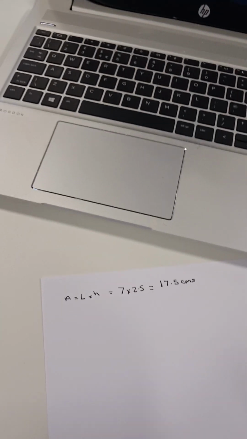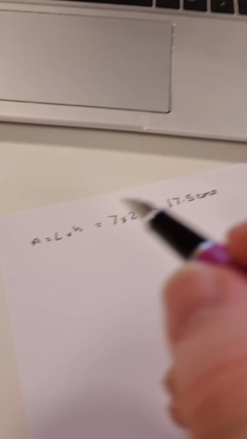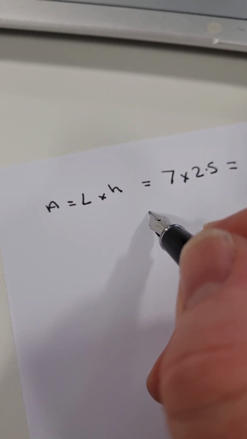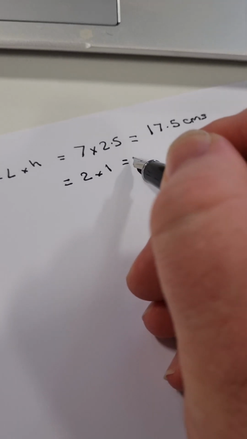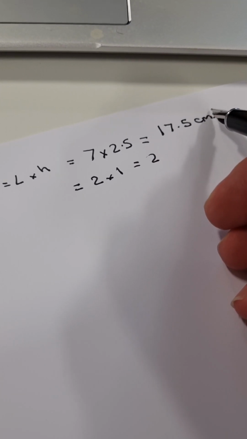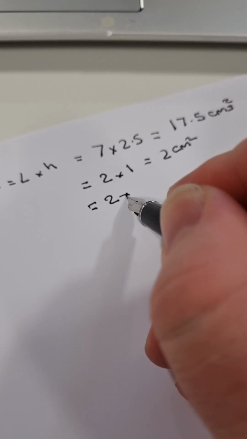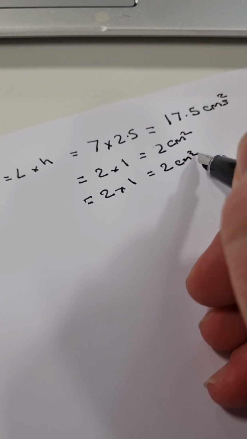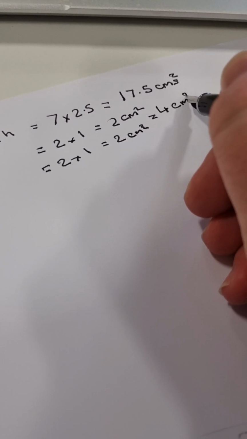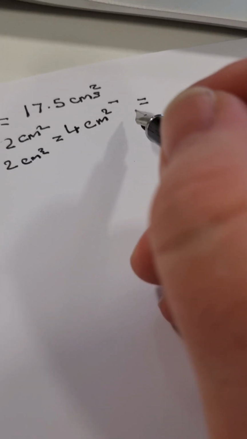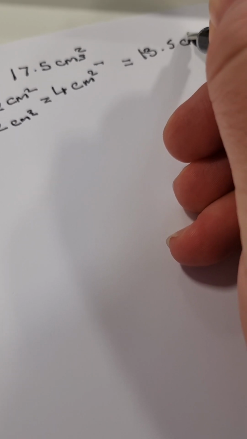But now we have to work out the dimensions of both the window and the door. And you see there, both of them are just going to be 2 times 1. So you don't have to do all this part each time. So this first one is 2 times 1 equals 2 centimeters squared. I forgot to put that away there. And the same for the door. 2 times 1, 2 centimeters squared. So if you add both of them together, the area that's not getting painted, that's then 4 centimeters squared. And we simply take them away. So the total area of the first wall is 13.5 centimeters squared.